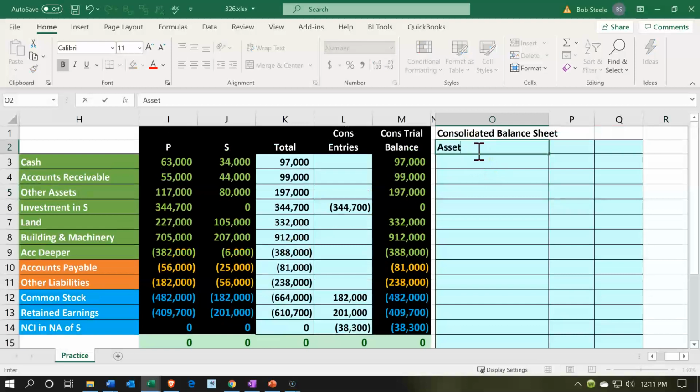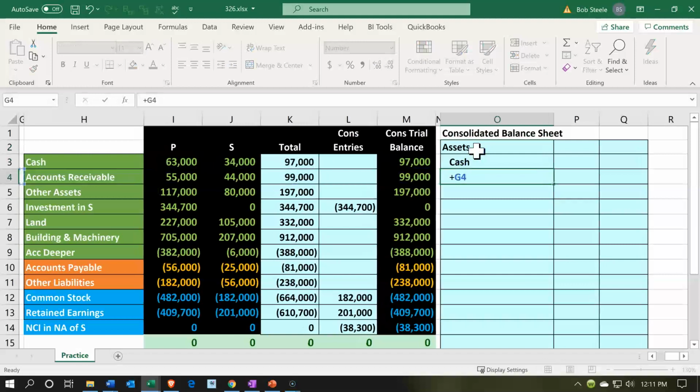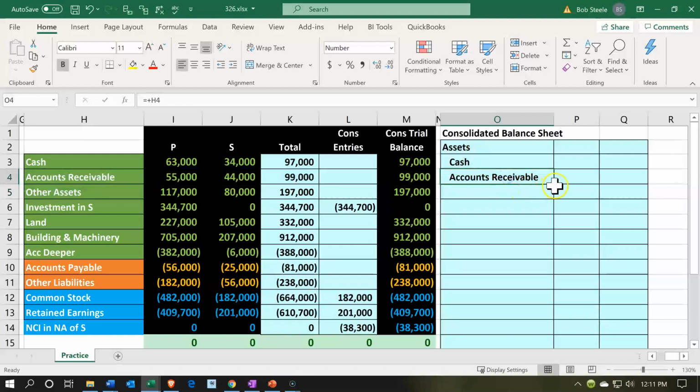So I'm going to say assets, and then I'm just going to pull over the assets, which is going to be, I'll say cash, and then accounts receivable. Oh, that's not the right one. Computer did something funny. And then let's just see if we can autofill that down. If my autofill will work. Autofill. Land, there's like two more.